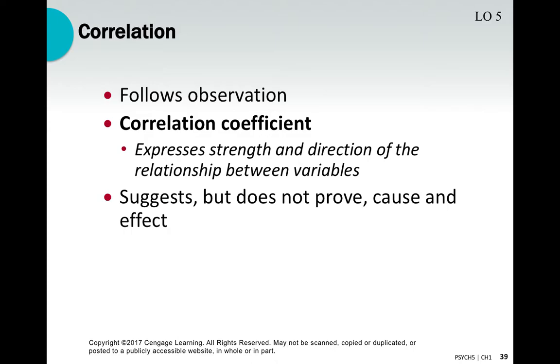Correlation, I mentioned earlier, is a form of research where you are identifying relationships between two or more variables, just to see if they're related. You can't really say that A causes B, but you can say that A is related to B. The reason we can't say that A causes B is because, well, what if it's the other way around? What if B causes A?